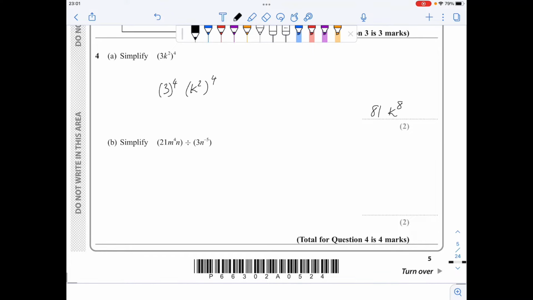For part B, I have division. 21 divided by 3 is 7. Regarding m, I only have this on the first term. There's no m on the second one, so it's going to stay as m to the power of 4. And then for the n, I need to subtract the powers. The first term has a power of 1, the second a power of minus 5. So 1 minus minus 5 gives me a power of 6.